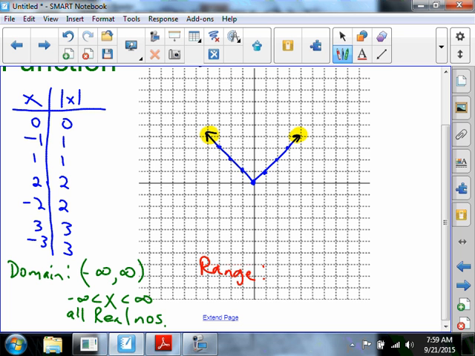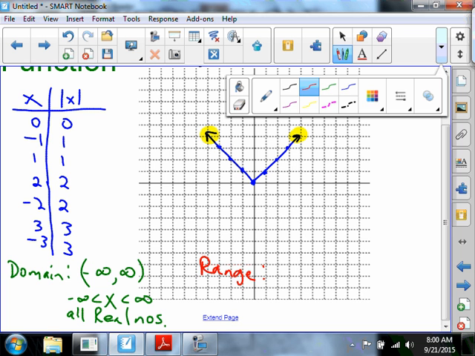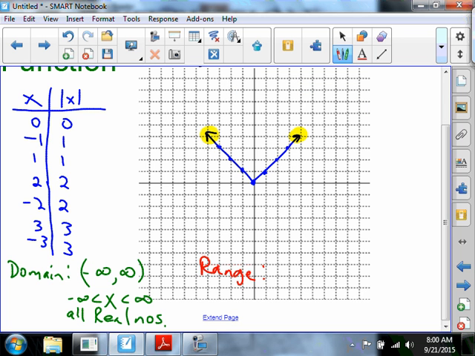What do we got? In between the lines. In between what lines? In between the blue lines? Basically, wherever the blue goes, all those y values where the blue could go. So let's think about where the blue could go. What's the lowest it could go to? It could go to 0, right?